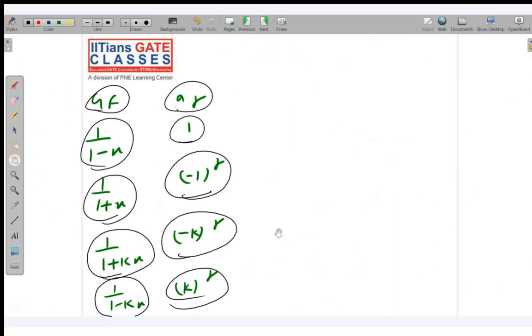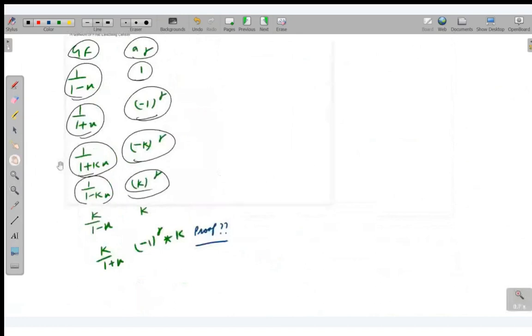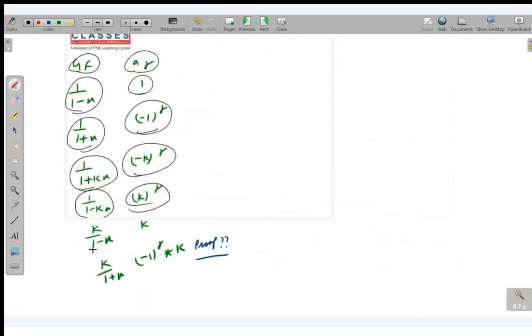And this is a very beautiful thing. See this, a few more questions are there. If k upon 1 minus x, you already know it is k. Now please, I think you have got it. K upon 1 plus x, what will be your answer? Minus 1 power r into k. Yes, if you want me to explain, I will explain. Otherwise, I will keep this thing as homework for you.